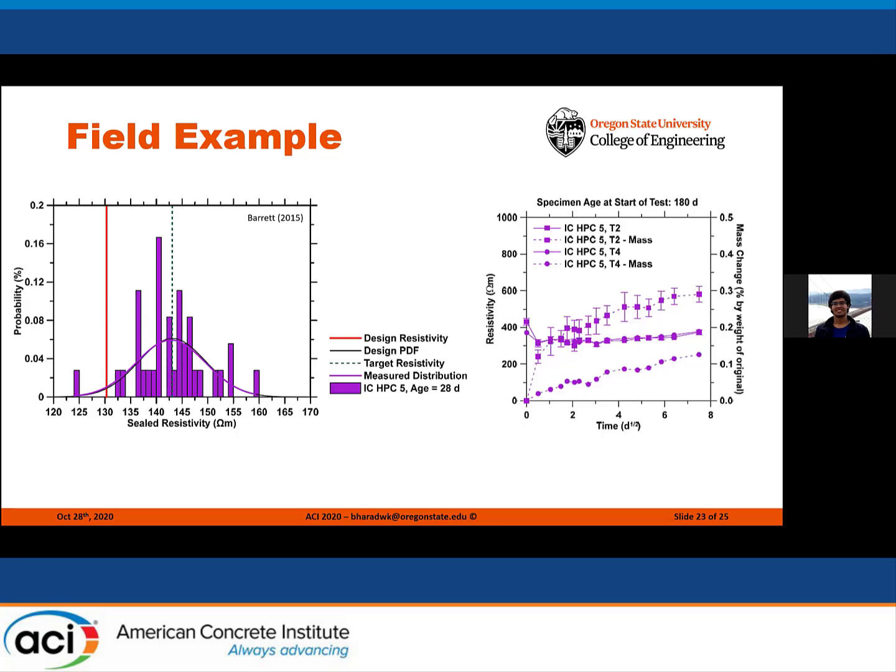The plot on the left is the experimentally measured bulk resistivity distribution for the concrete designed to meet a job specific target resistivity. As seen, it's possible to achieve a target resistivity from a design formation factor. In this particular case, over 95% of the measurements met the design specifications.